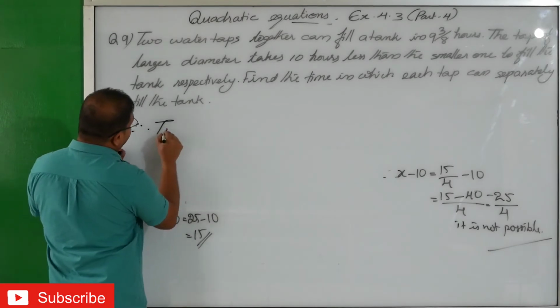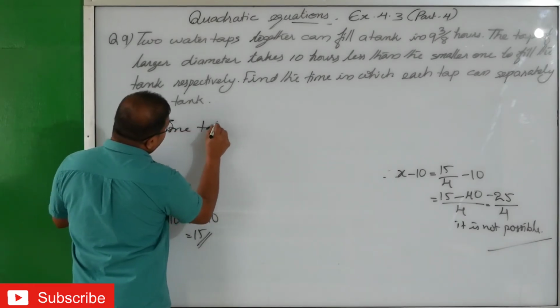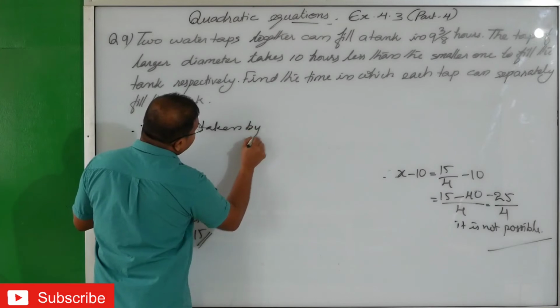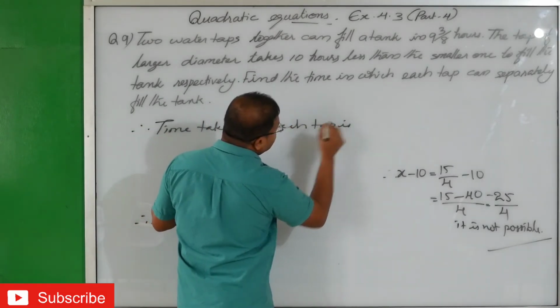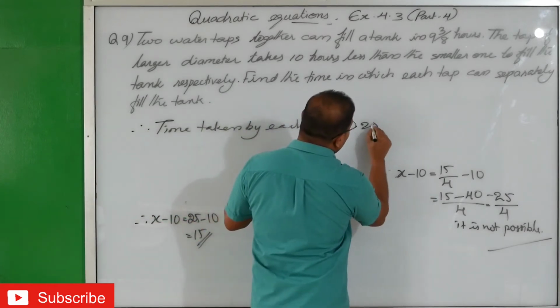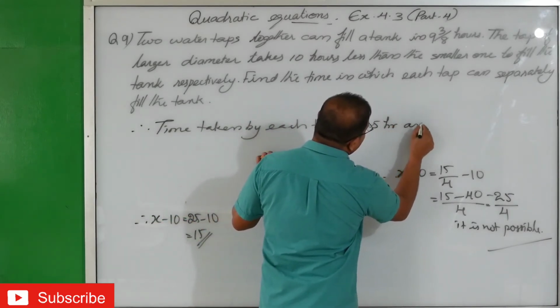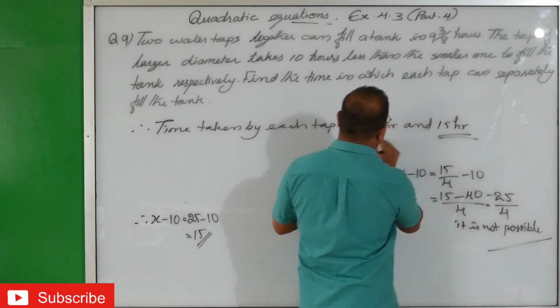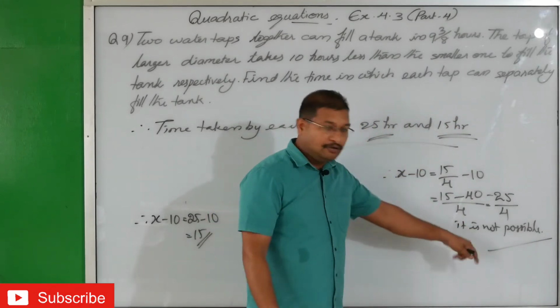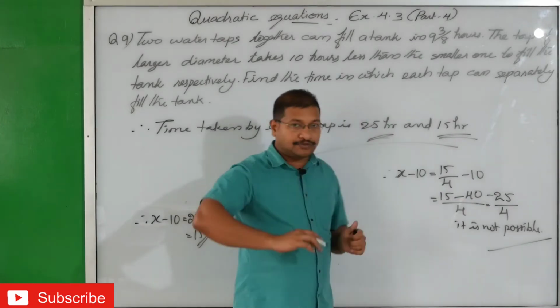Therefore, the time taken by each tap is 25 hours and 15 hours. Ready? We won't take the negative. That second part we will not use.